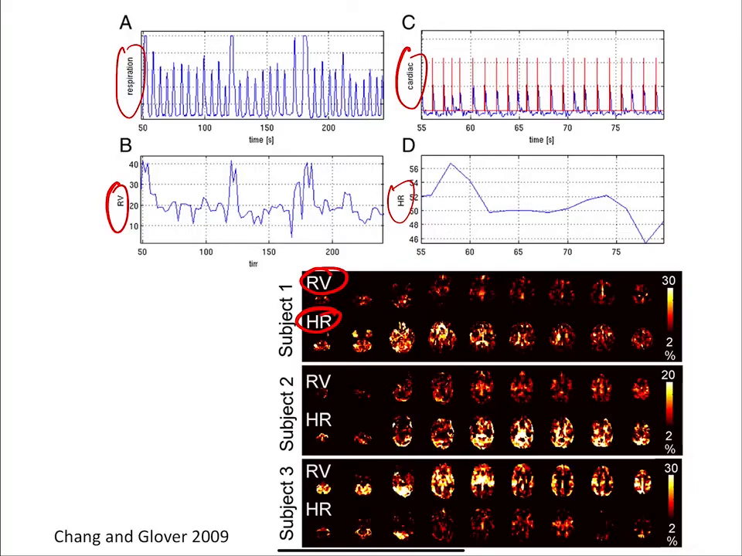Okay, and it also varies quite a bit from subject to subject. So in these two subjects, heart rate has a huge effect, and respiration not so much. In this subject, respiration has a huge effect, and heart rate not so much. So this is going from 2 to 30% variance in the signal. That's quite a lot in some of these subjects.